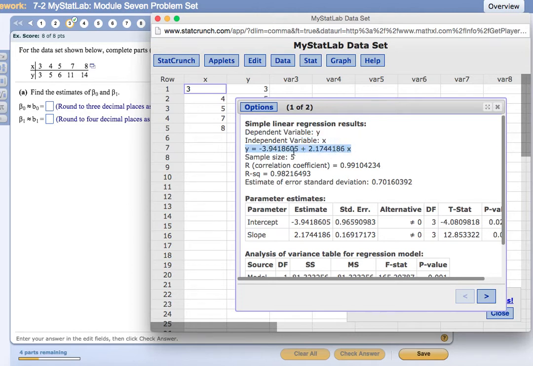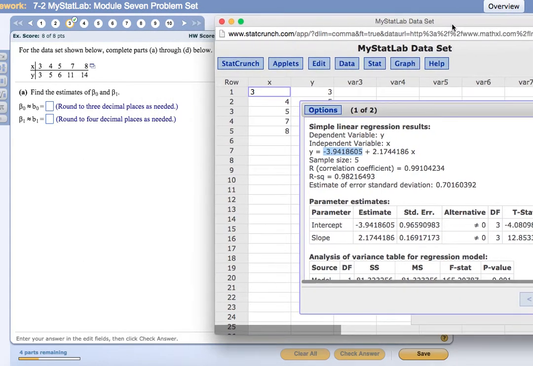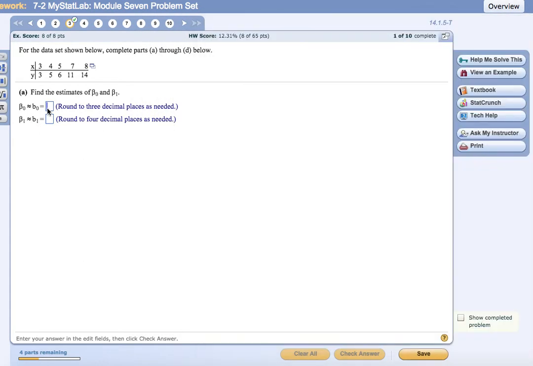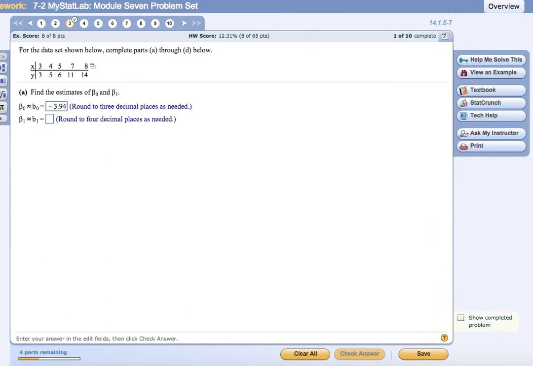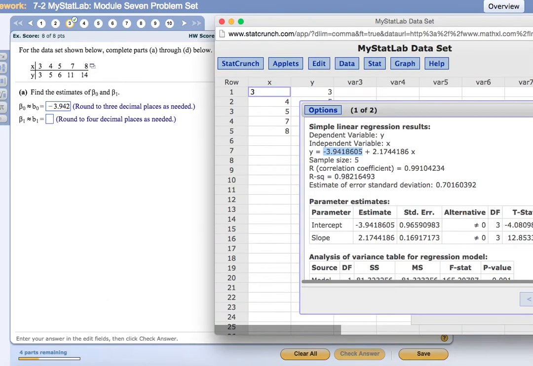So we can pull the y-intercept, that would be this number, and it says round to 3 decimal places, it looks like. So negative 3, I lost it, 0.9 something, negative 3.942. And then the slope, let's take a look at that. The slope is the number in front of x, and they're asking for 4 decimal places, so be careful on that. So 2.1744.